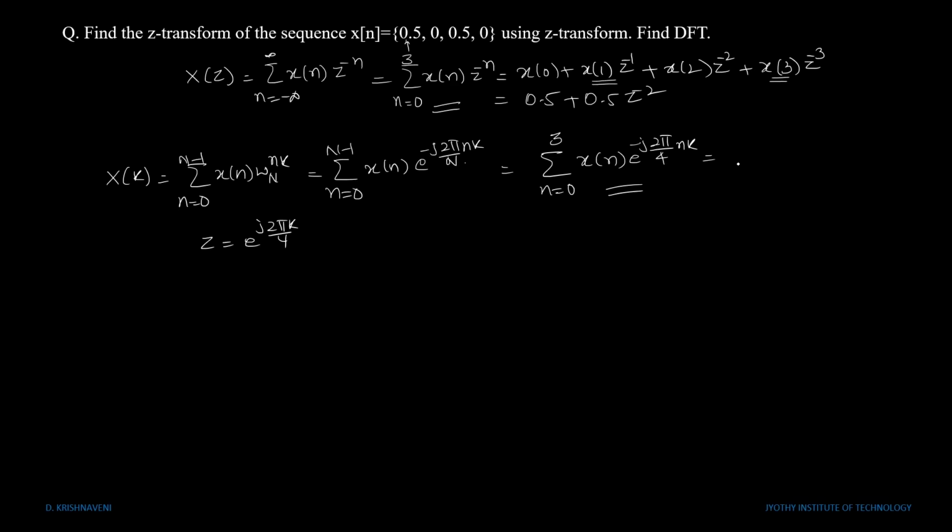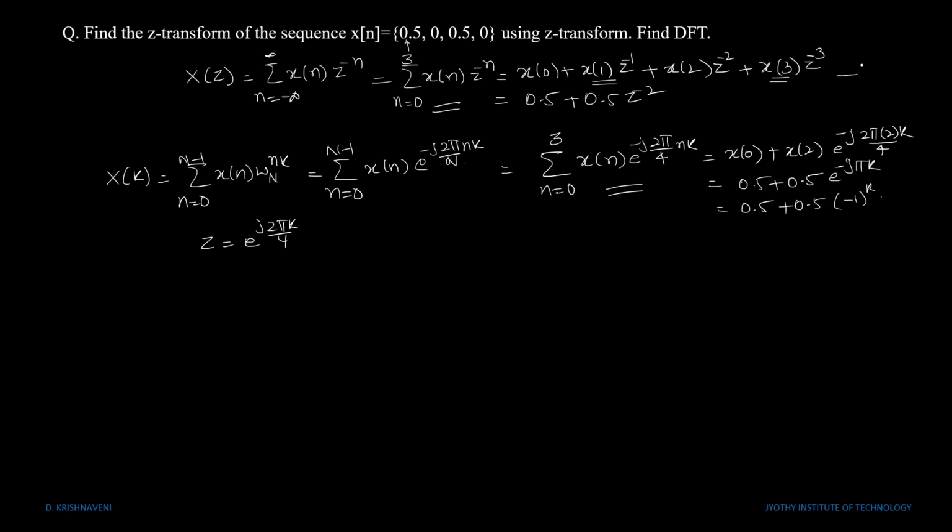Because if I expand this, x of 0, x of 1 and x of 3 are zeros, so we have x of 2 e to the power of minus j 2 pi into 2k by 4. So we will get 0.5 plus 0.5 e to the power of minus j pi k, that is 0.5 plus 0.5 into minus 1 to the power of k. So this is after expanding the summation.